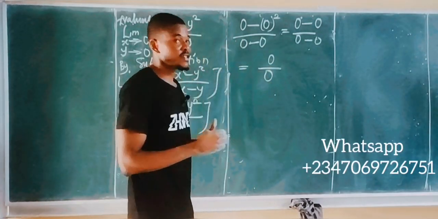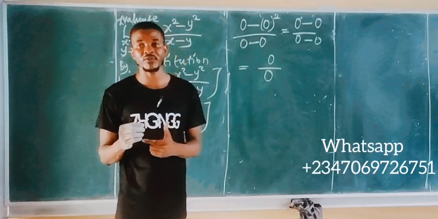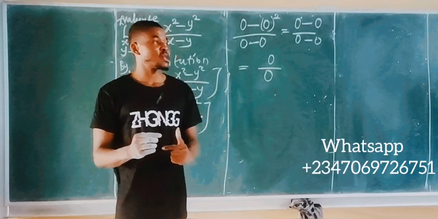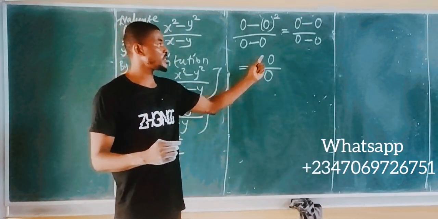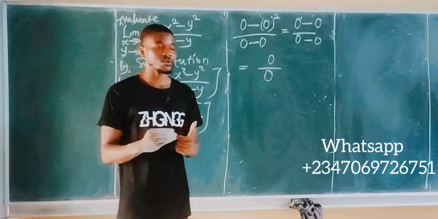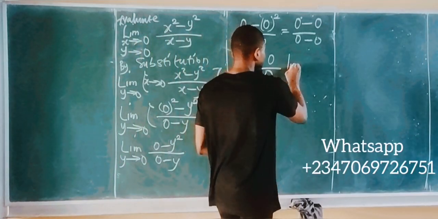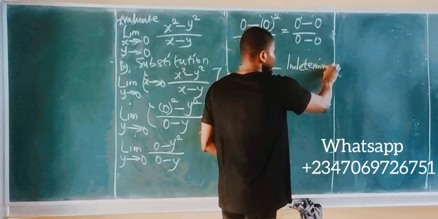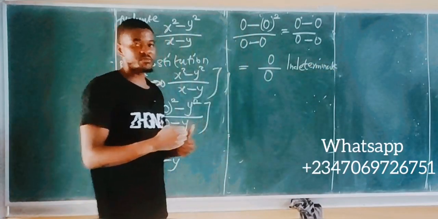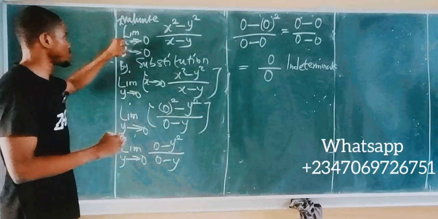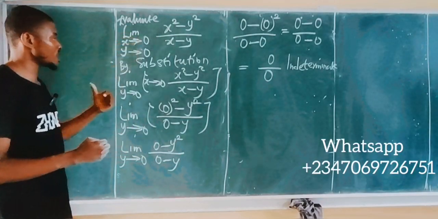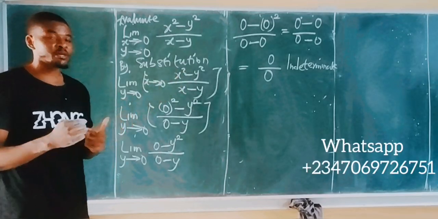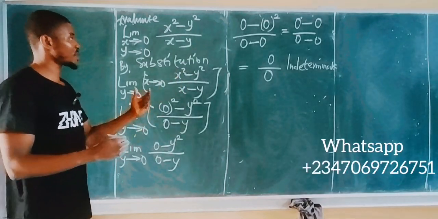As I said in the first video, please do look up the introduction video on limits and functions of several variables to properly understand. I said that if I have 0 divided by 0, this expression is called indeterminate. Which means the limit is not defined at these two points, x to 0 and y to 0, if we go by direct substitution. So we have to try another method.